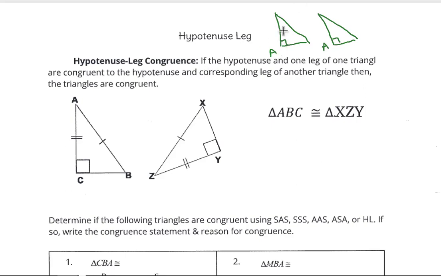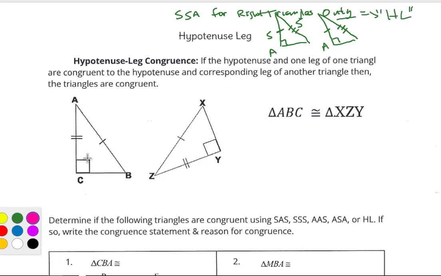Okay, these are the guided notes for the hypotenuse leg congruence shortcut. So this only works for right triangles, which is why we use hypotenuse leg. Otherwise, it would be an SSA pattern, which only works for right triangles.